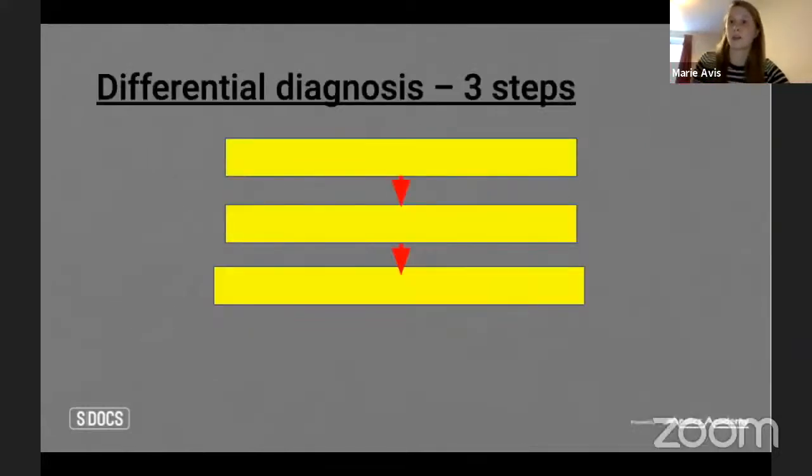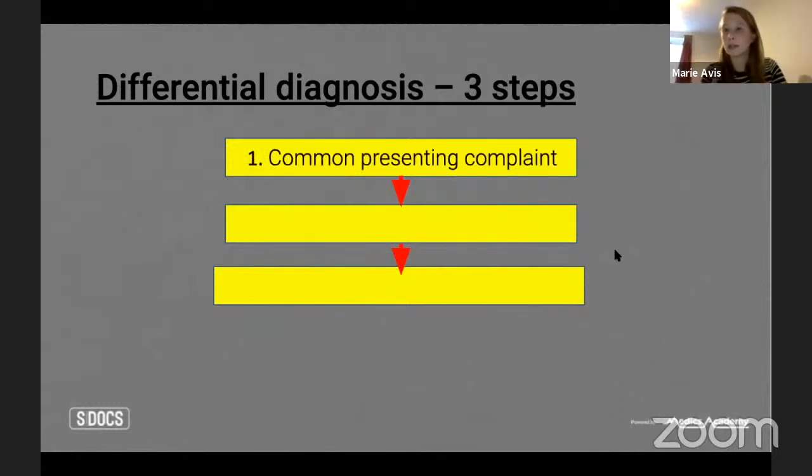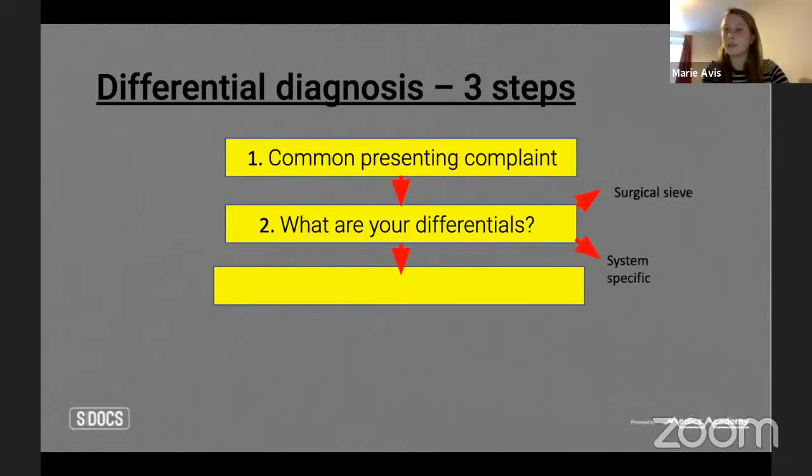So moving on to differential diagnosis. I like to break it down into 3 steps for my structured way of thinking about it. So what I like to do is to think of a common presenting complaint. Like with our man in our situation, he has some chest pain, he has some shortness of breath. So they're good places to start. And then you want to go on to your differentials. So I'll give you 2 structured ways of thinking about this. One's a surgical sieve and one's system specific. And we'll go into those in detail in a moment. And then that will hopefully get you a range of differential diagnoses.